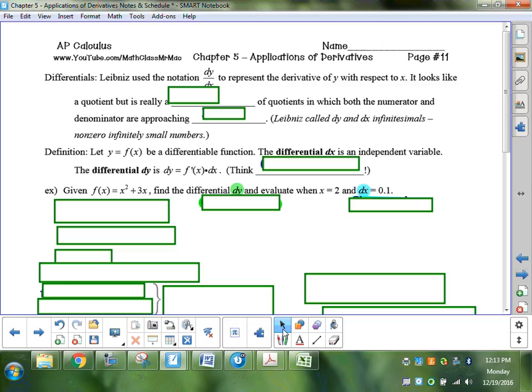Leibniz used the notation dy dx to represent the derivative of y with respect to x. We've talked about that before, especially with implicit differentiation. It looks like a quotient, but in reality, it's nothing more than a limit of quotients at which both the numerator and denominator are approaching 0.